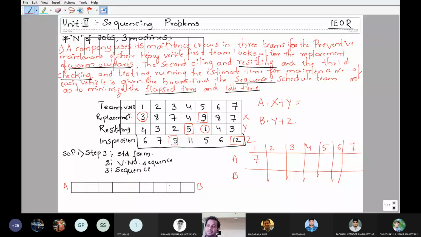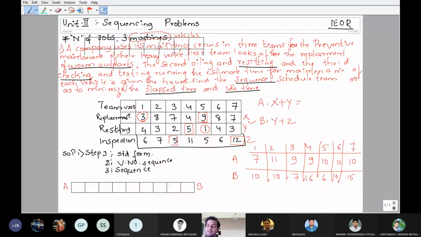Now you should add X and Y. 3 plus 4 is 7, 8 plus 3 is 11, 7 plus 2 is 9, and 4 plus 9 is 10, 12, 10. This part is completed. Now Y plus Z: 10, 10, 7, 16, 6, 10 and 15. Now we have done it for 3 machines or 3 vehicles. Instead of machine, we'll write vehicles in this problem. You should think that vehicle is equal to machine itself.